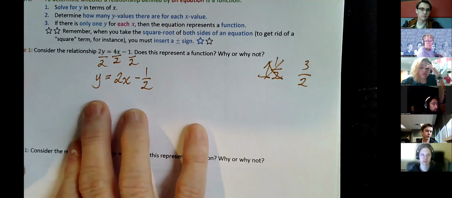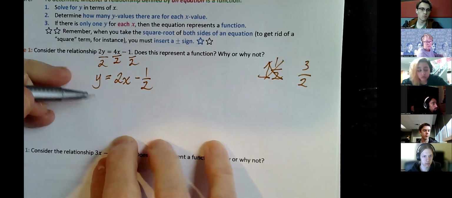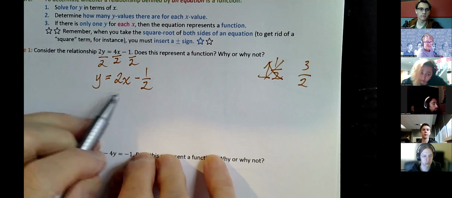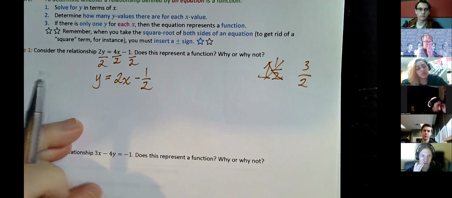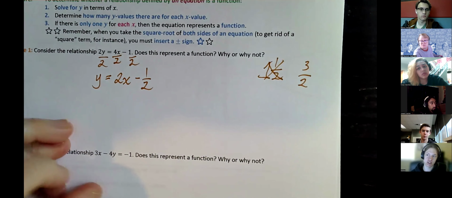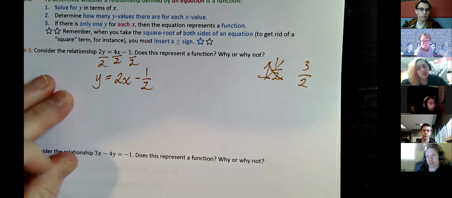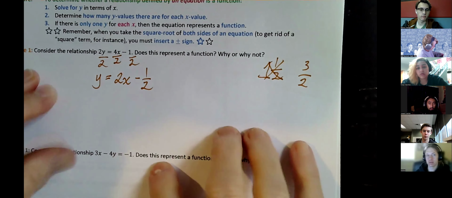Is there something that we can know about this kind of equation? Does this form a pattern? It's a slope. It's a linear equation, yes.